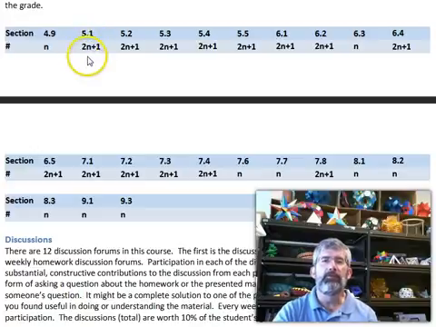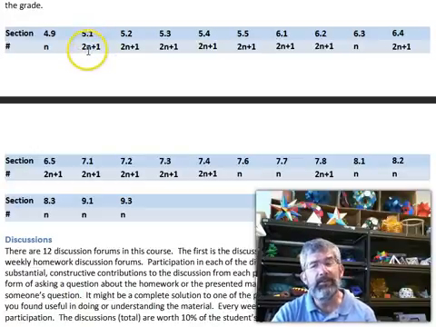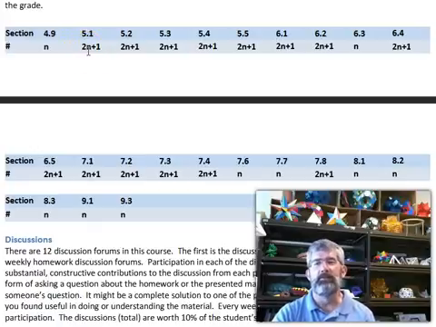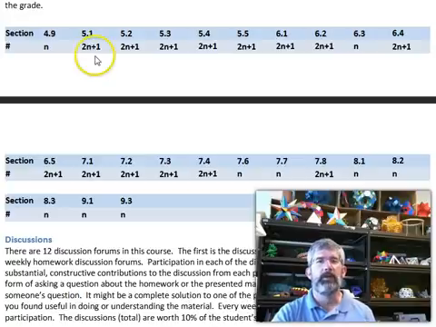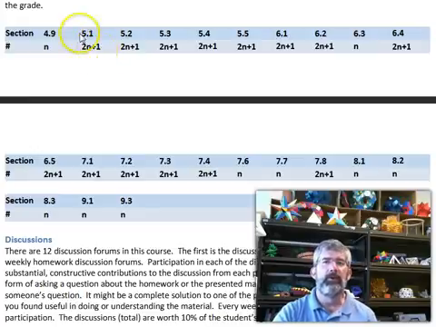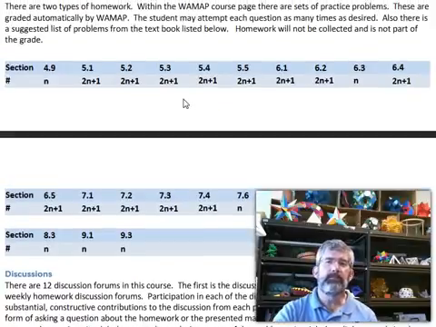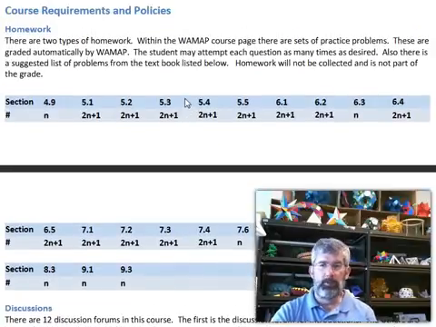Section 5.1, it says 2n plus 1. So n we're still thinking of as an integer, but 2 times n would be an even integer. So 0, 2, 4, 6, 8. And when you add 1, you get all the odds. So 2n plus 1 is sequence notation for saying odds. Some of the sections I want you just to do the odds, some of them to do all. So there's the problems out of the book.